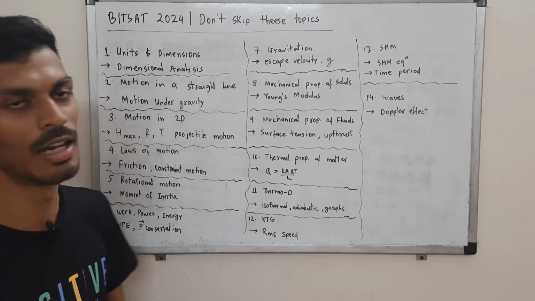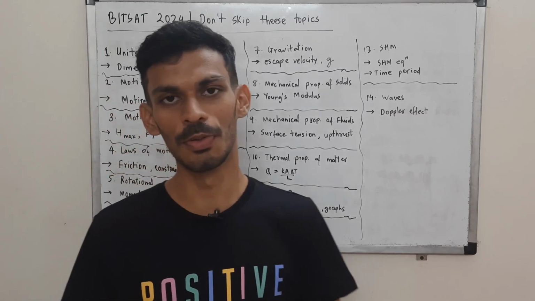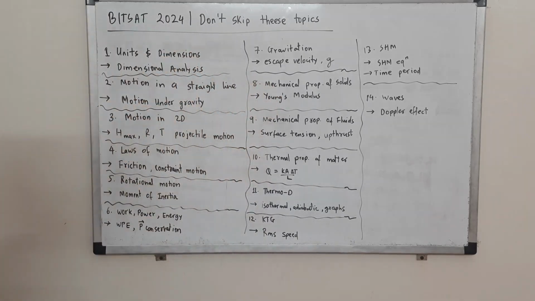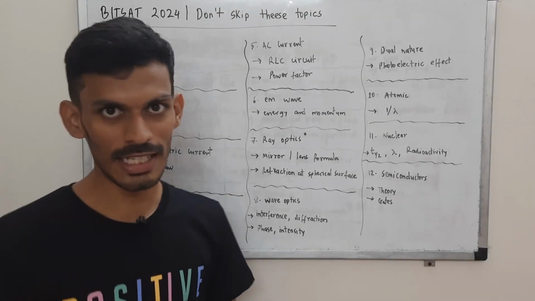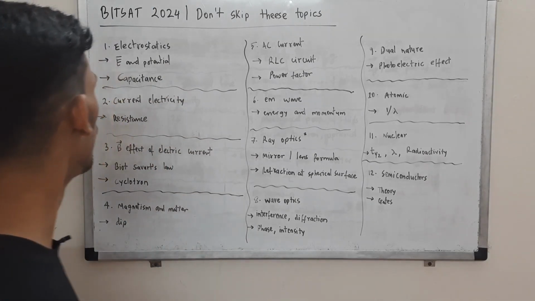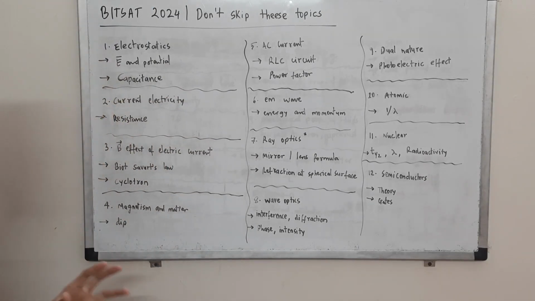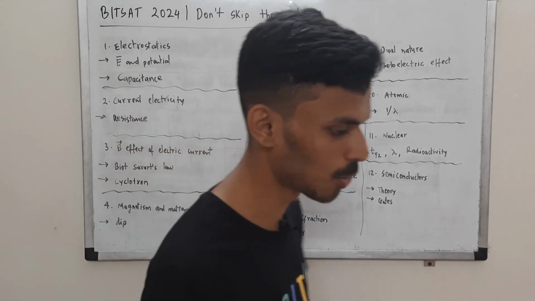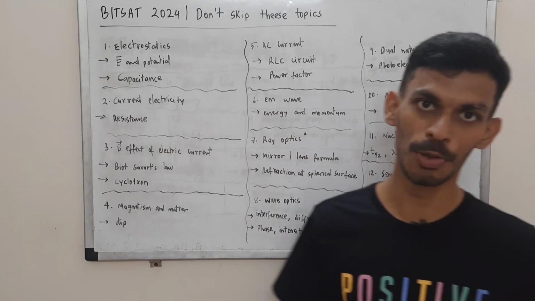So this is about the 11th standard topics. Let's move to the 12th standard topics, to the 12th standard side. So the first topic is electrostatics, the first two chapters of your 12th standard. In this, the most important topic is electric field and potential. They might give you one and ask you to compute the other.